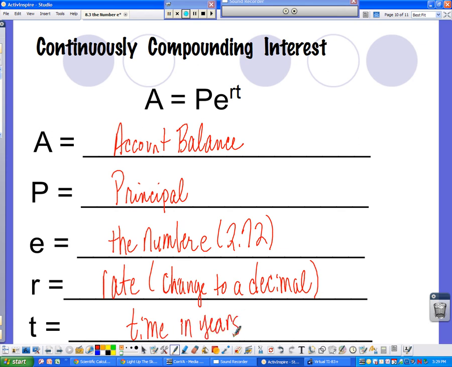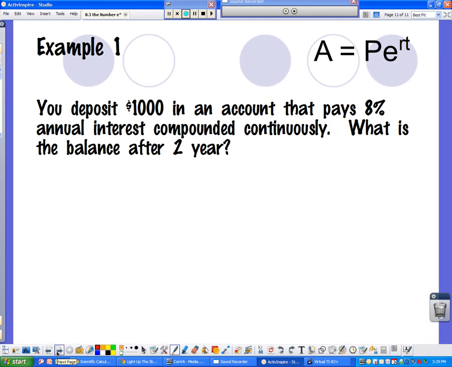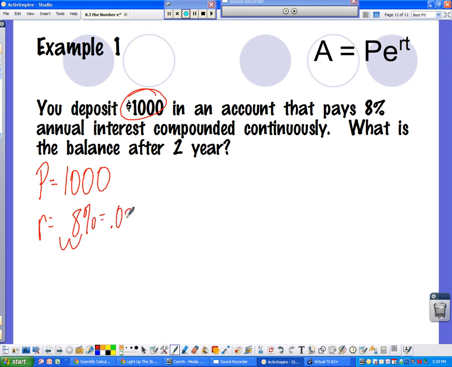Okay? All right. So we're going to go ahead and go on. Pause the video as necessary to fill that out. So here's the first problem. It says you deposit $1,000 in an account that pays 8% annual interest compounded continuously. What's the balance after 2 years? So remember, P is our principal, which is the amount of money that we're depositing on our initial deposit. e is the number e, so I don't need to put that. R is my rate, which is 8%. But remember, I need to move the decimal point, so it becomes 0.08. And T is time in years, so it would be 2.